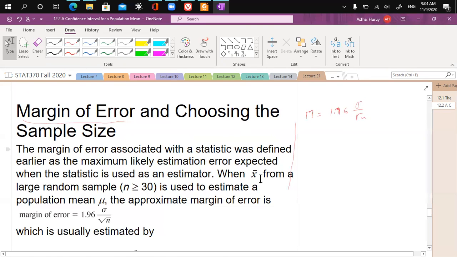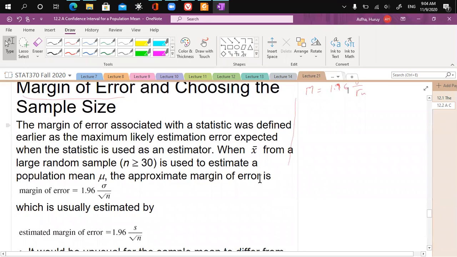All right, so the margin of error associated with a statistic was defined earlier as the maximum likely estimation error expected when the statistic is used as an estimator. When x bar, from a large random sample, is used to estimate a population mean, mu, the approximate margin of error is given by this one.